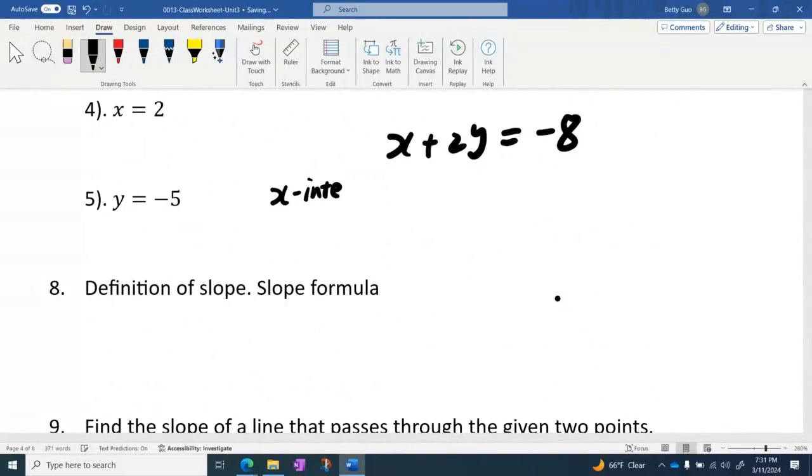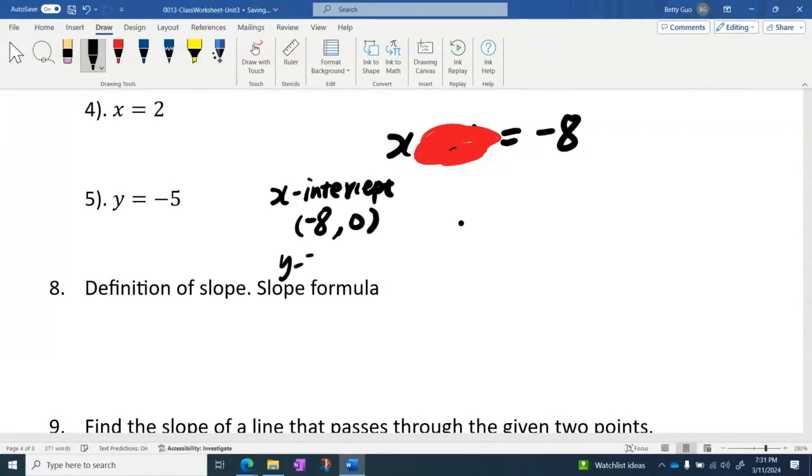To find the x-intercept, we know the x-intercept has a y value of 0, right? We make this part disappear. To find the x-intercept, make y equals 0, so that part disappears. You have x equals -8. Do you see that? You are looking at x equals -8 after you make y disappear, right?